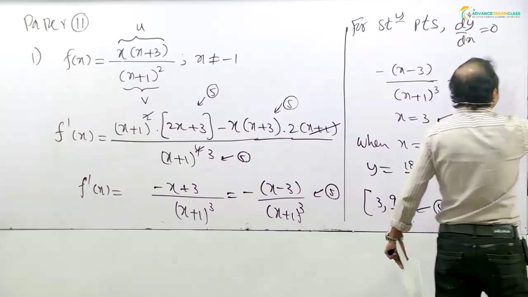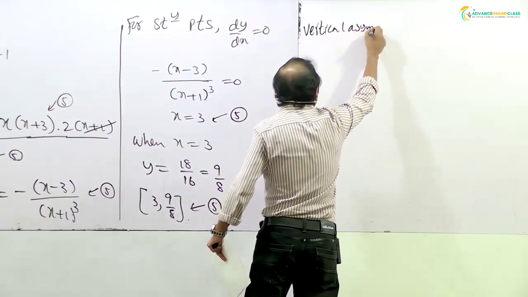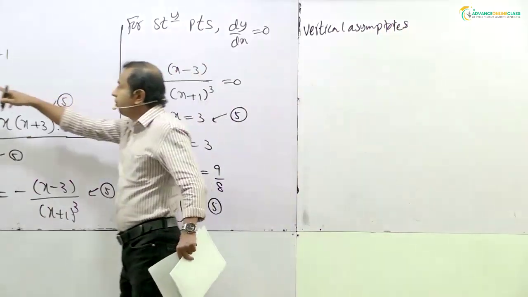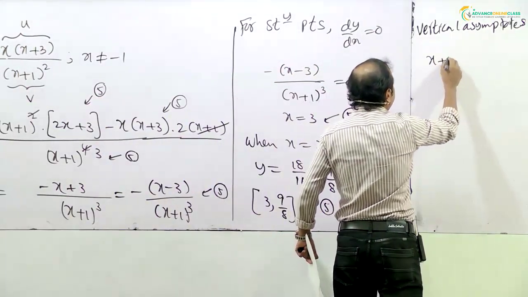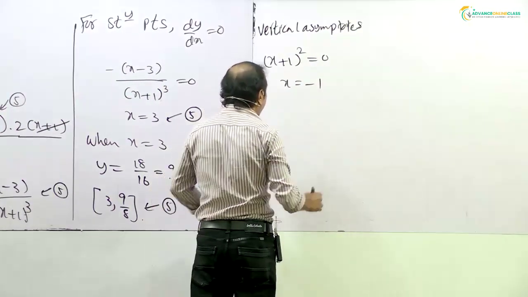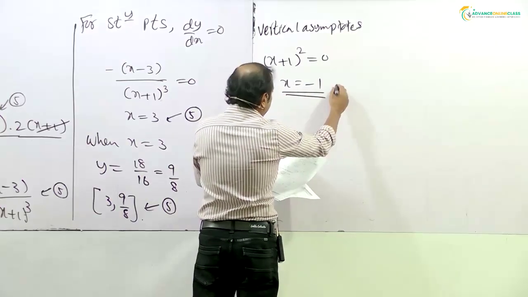Vertical asymptotes. People, for vertical asymptote, the denominator must be 0, no? x plus 1 squared equals 0. x equals minus 1. Vertical asymptote. Another 5 marks.